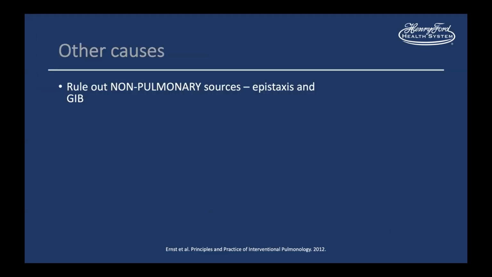Other notable causes that I do want to bring up. So it's important to rule out non-pulmonary sources. So taking a good history, making sure that it's not actually just a nosebleed or a GI bleed. There's a number of times that hematemesis can be confused for hemoptysis. And then it's also important to note that 1 in 5 or 20% of cases will have no overt cause.